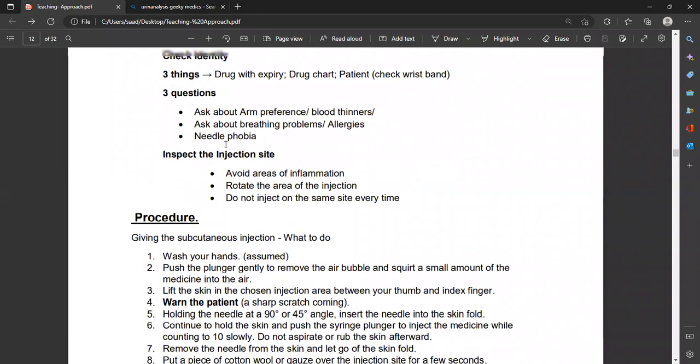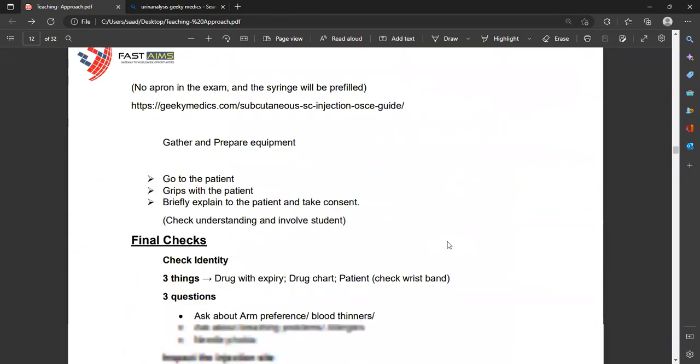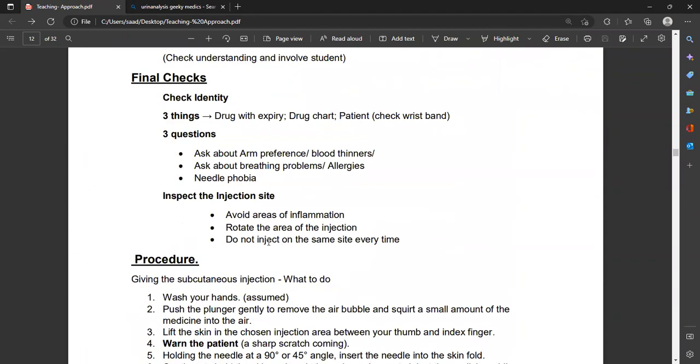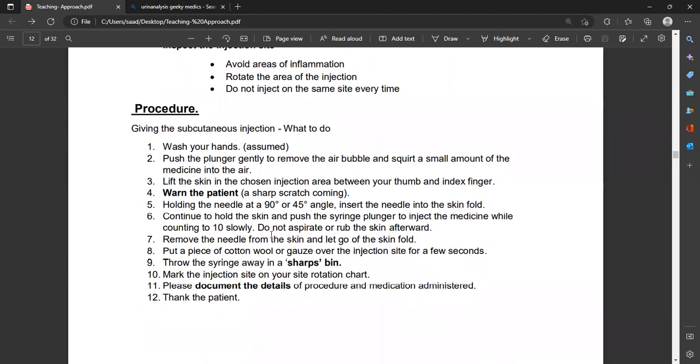Inspect the injection site, and while you are pointing towards this pad, you have to verbalize these things. Okay, Lori, avoid areas of inflammation, rotate the area of injection, and do not inject on the same site. Procedure. Now, again, assume you are gloved, everything is there. You have the apron.